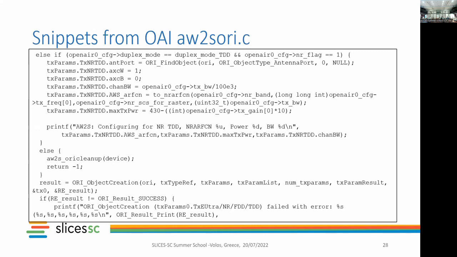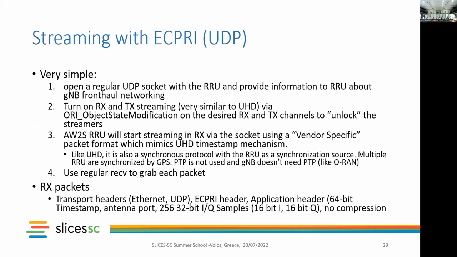And if you look at OAI, this AW2S ORI, you can see this interface. It's actually a lot simpler. UHD evolved over time. Many projects use it. They added many functions for different aspects. It's quite heavy today. This is very light. In that sense, it's simpler. Now, streaming with EC3 is a piece of cake.